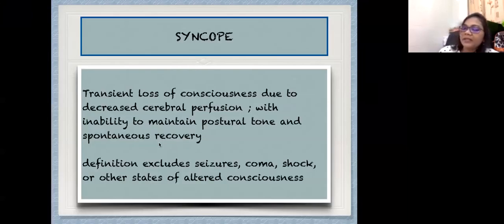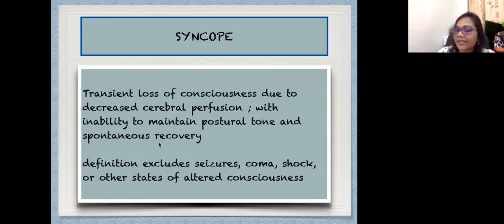So how do you define syncope? Syncope is transient loss of consciousness due to decreased cerebral perfusion with inability to maintain postural tone, and which has spontaneous recovery. So this definition excludes seizures, coma, shock, or other states of altered consciousness. So the points are transient loss of consciousness, inability to maintain postural tone, and spontaneous recovery. Sometimes the patient actually gets a feeling that he will fall down, but he sits or lies down before he actually falls down or loses consciousness.